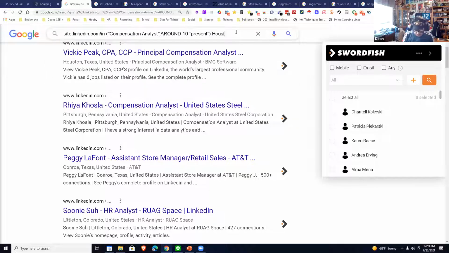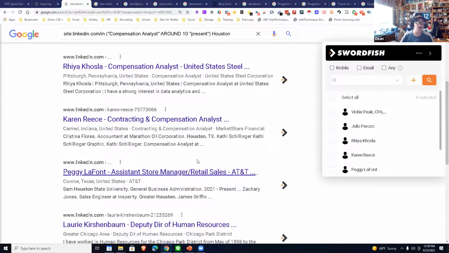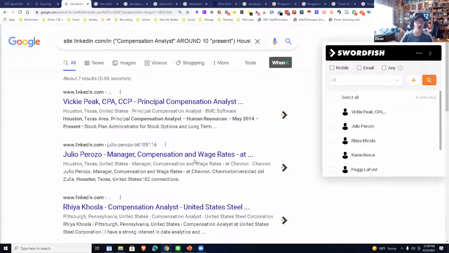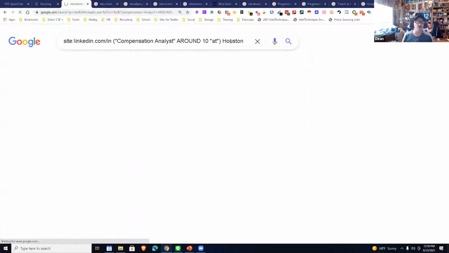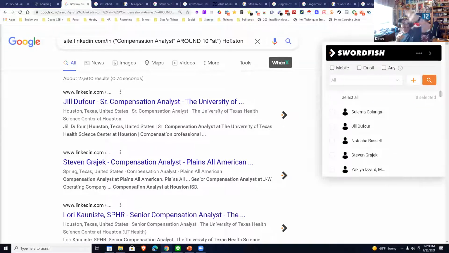Now, the other thing to keep in mind, I'm being very precise with the title. It could be that there are other titles. There are 7 in Houston. Seems like that's wrong. There we go. So now we use the at, which means we're looking at the top part of the resume, and we get a boatload more. And there you go.